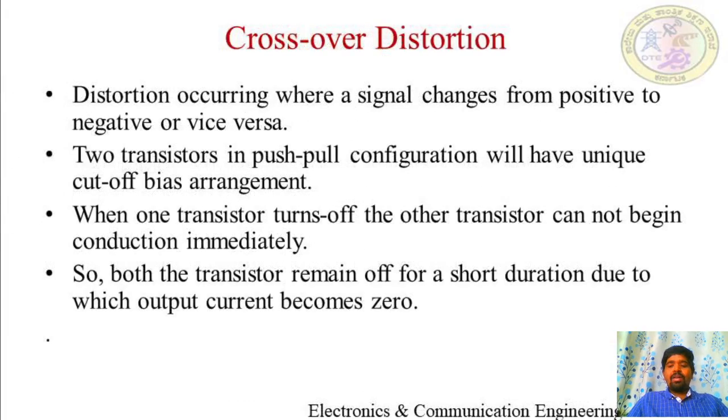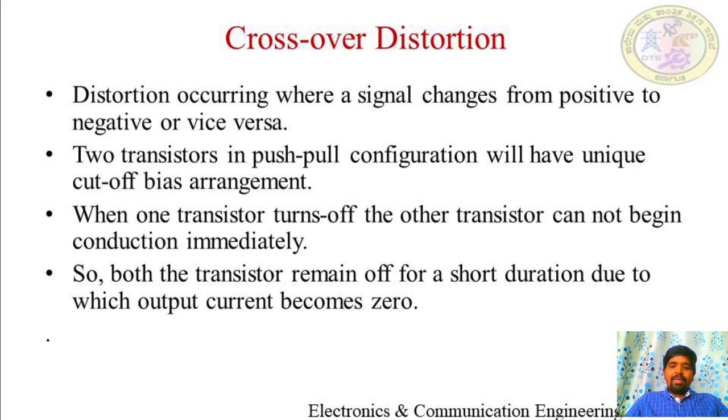Next we discuss crossover distortion. From your exam point of view, the class B push-pull amplifier is very important. You may expect a question about the construction of the class B push-pull amplifier, or the complementary symmetry push-pull class B amplifier. And this is also one of the very important topics, crossover distortion. This distortion occurs mainly in class B amplifiers. Again I am repeating, crossover distortion is a problem that occurs in class B amplifiers.